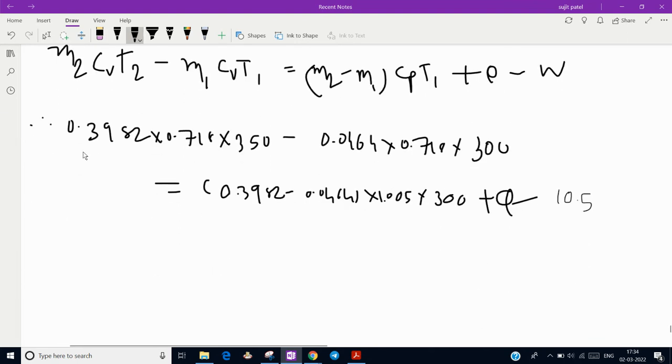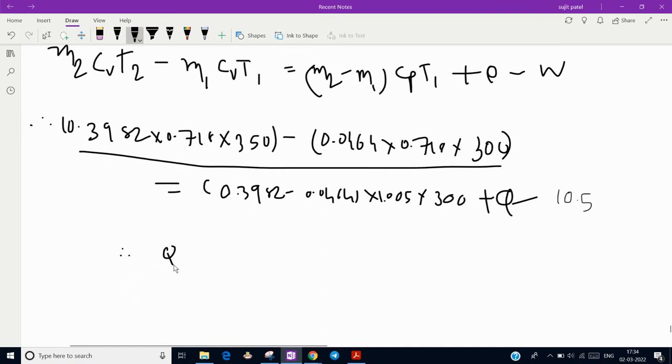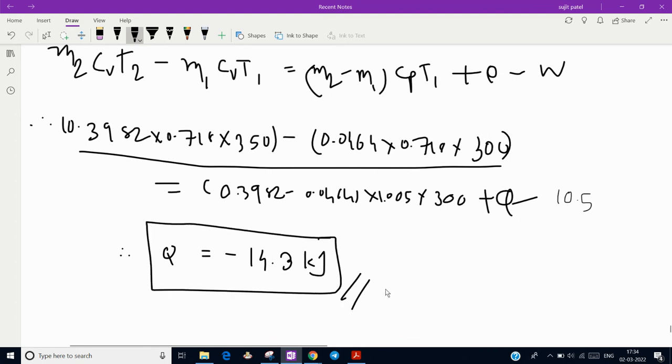So when you solve this, sorry for the bad handwriting, but I have to write fast because of the time limitation. When you solve this, you will get Q with a negative sign, minus 14.3 kilojoule. So this is the answer. For minus 14.3 kilojoule, heat is rejected. So this heat is rejected from the system and the amount is 14.3.